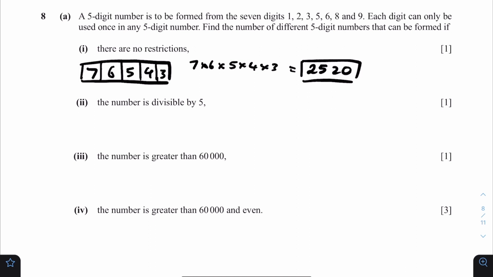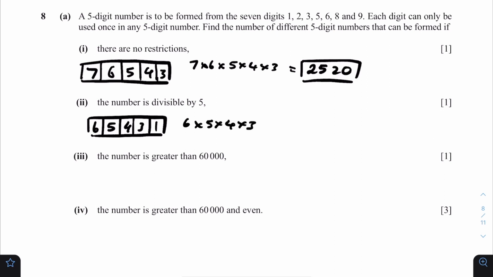The number is divisible by 5. So if we draw this box again, 1, 2, 3, 4, 5. Well, divisible by 5 means that it has to end with a 5. Therefore, the last box only has one choice. Now, with the first box, since we already used the 5 somewhere, there are going to be 6 options, then 5, then 4, then 3. So that's equal to 6 times 5 times 4 times 3 times 1, but the 1 doesn't really matter. That's going to equal 2520 divided by 7 basically, and that's equal to 360.